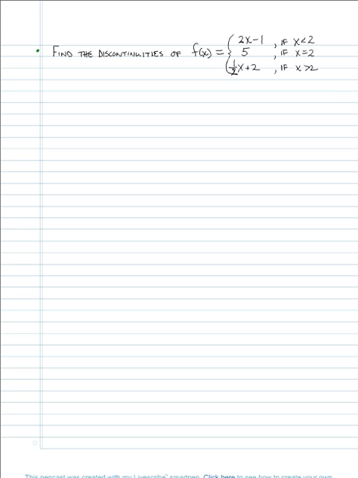That's the only questionable x value, that is, the only possible discontinuity is at x equal 2. That's the only place we might have a problem. So let's ask the question then. Is f of x continuous at 2? That's the question we want to ask.